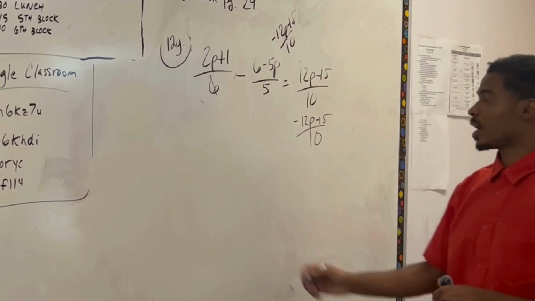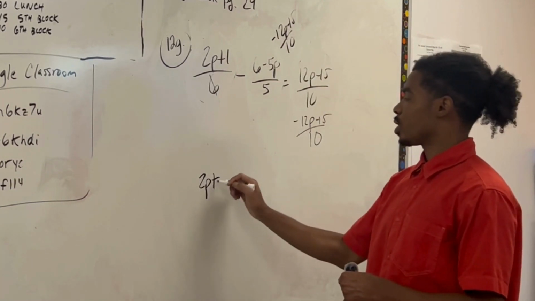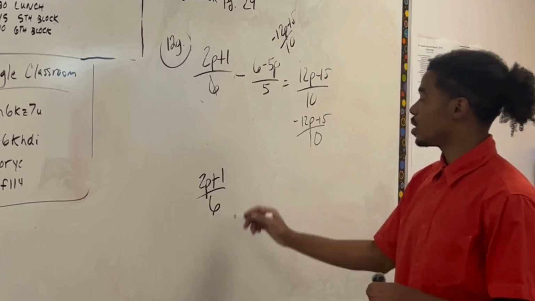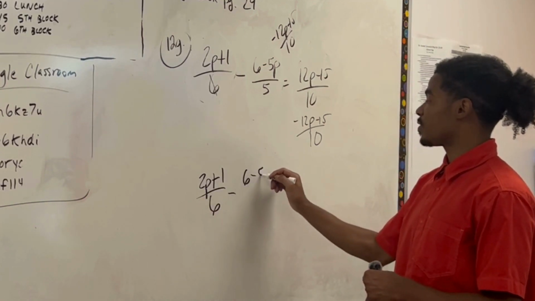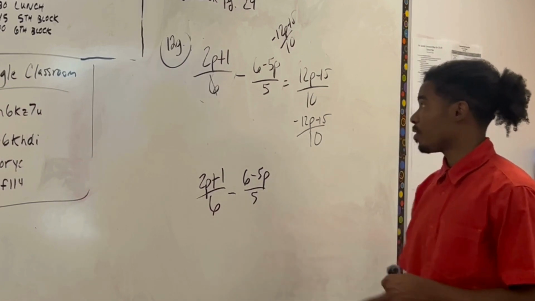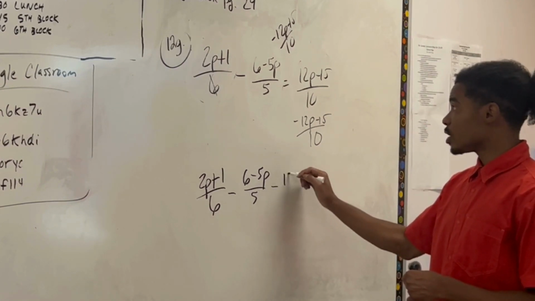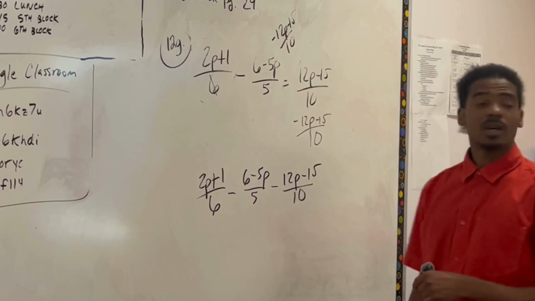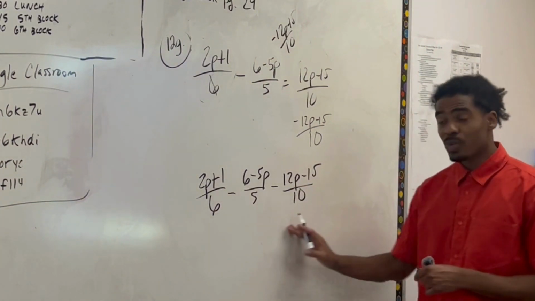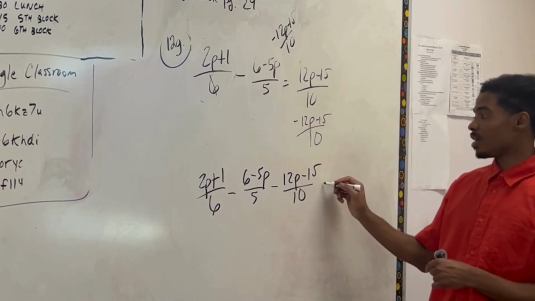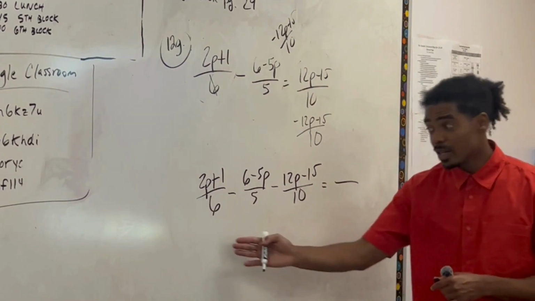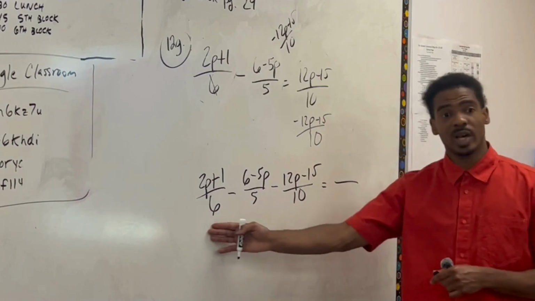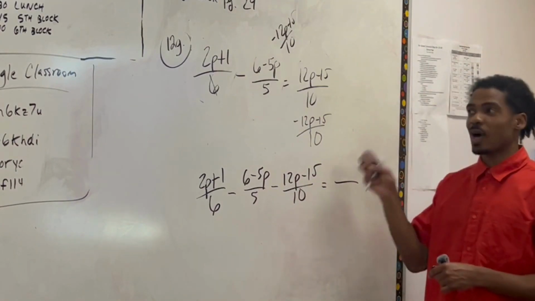So what this will look like, guys, is 2p plus 1 over 6 minus 6 minus 5p over 5 minus 12p minus 15 over 10. So basically, I put them all on one side. Now that I've done that, I can find a least common multiple. So we got to think. And that's why I love Singapore math.